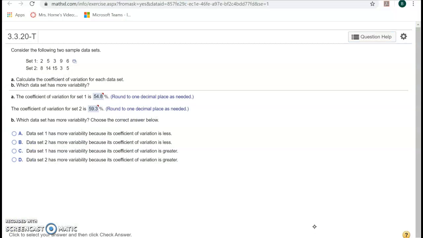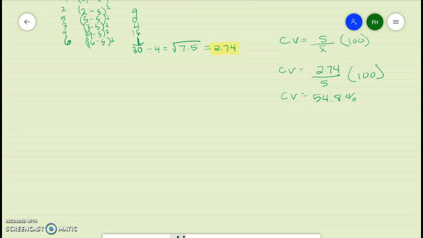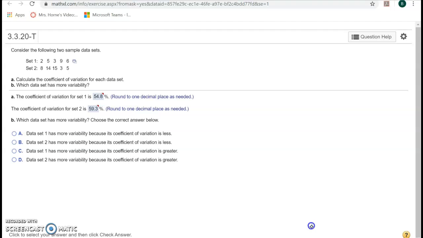Okay, and you're going to do the second one the same way for set 2. So when you try it, you should get, let me look and see, 9 for the mean, and then the standard deviation should be 5.34. So see if you can get that. And for your coefficient of variation, you can do 5.34 divided by 9 times 100, and you should get 59.3% for the coefficient of variation.